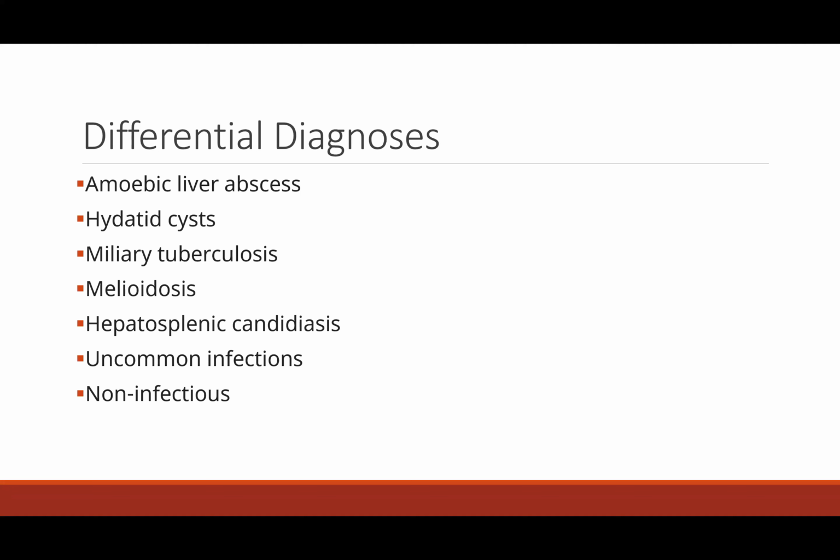Hepatosplenic candidiasis is also heard of, and this usually manifests as microabscesses throughout the liver parenchyma. And patients with hepatosplenic candidiasis often have underlying hematological malignancies. So there are a few other uncommon infectious causes, and this would include things like Bartonella, Fasciola, endemic fungi, and these lesions tend to be a little smaller and nodular in nature.